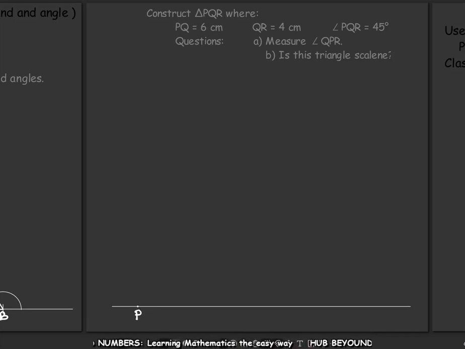Then with your compass, you now open on your ruler 6 centimeters. So I'm going to open 6 centimeters. And as we can see, my compass has been opened exactly to 6 centimeters. And I'll come to P, and then we mark out our Q. I'll mark that out. This is my Q. Put a point over there as well.